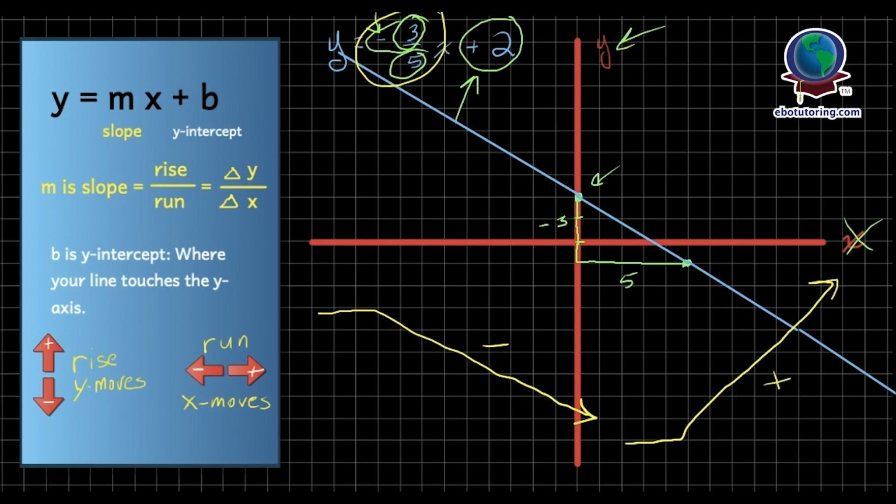Negative slopes are down from left to right. Positive slopes are up from left to right. So if you see this M part and it's negative, we know that the graph is going to look like this. It's going down from left to right. But if this is positive, we know it's going up from left to right. We know this.